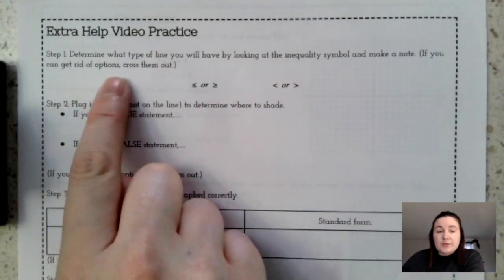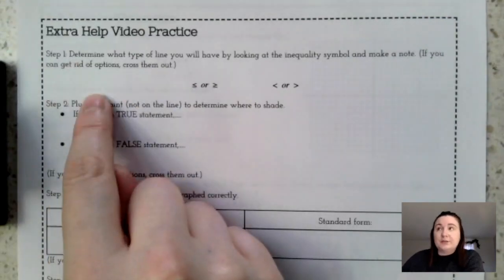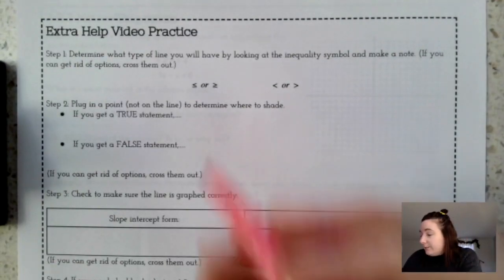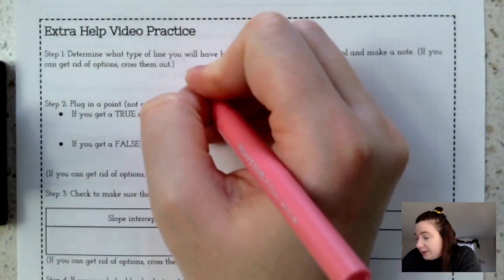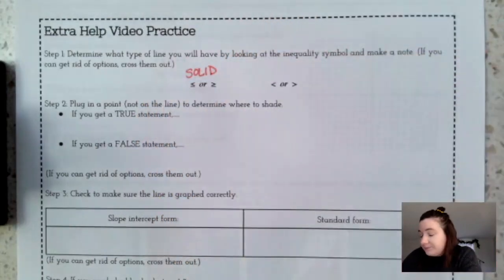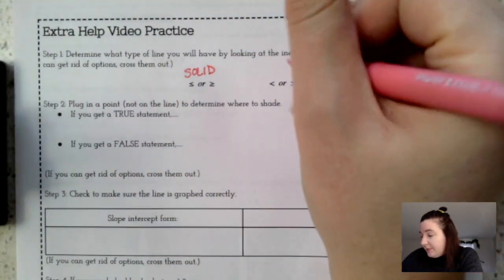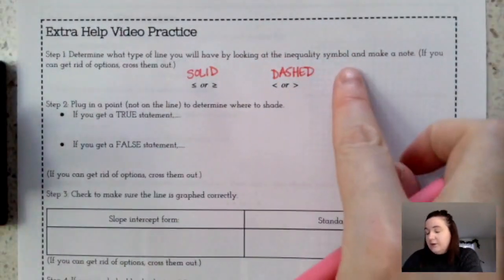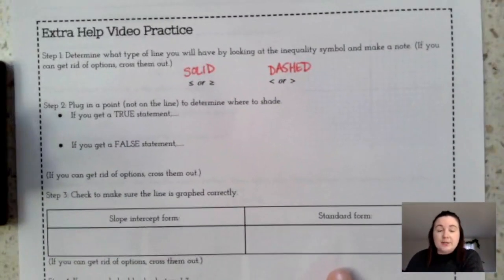If this is multiple choice, this will help you get rid of options. So if you know it's got to be a solid line, you can get rid of the dashed line options. We're going to label these: the ones with the line underneath are going to be solid, and without the line underneath are dashed. So that's the first thing you need to know. Is it solid or is it dashed?